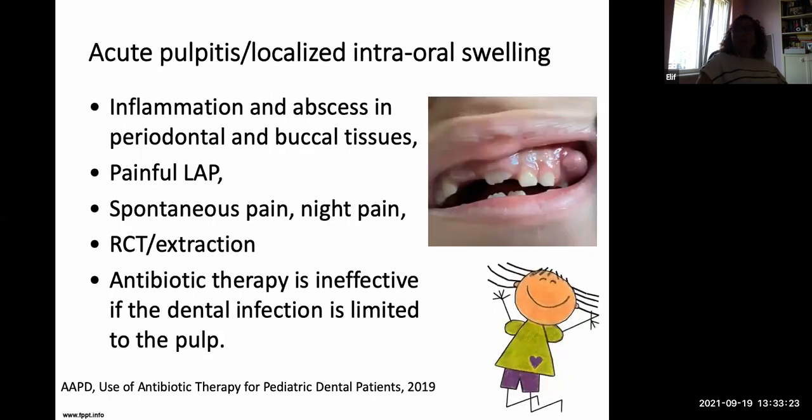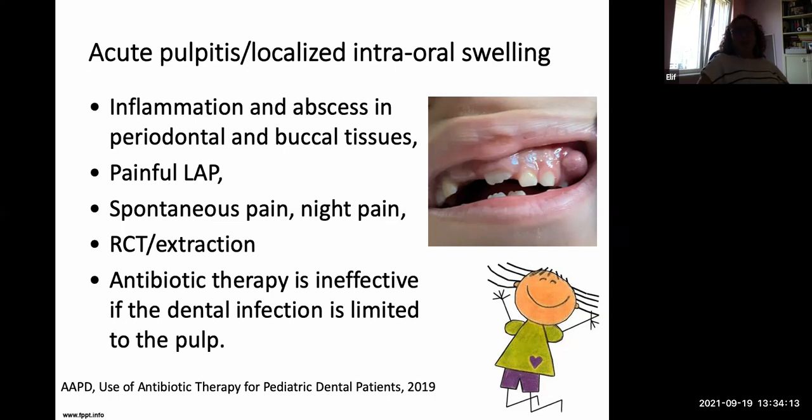Acute pulpitis is characterized by inflammation and abscess in periodontal and buccal tissues, and mostly patients present with painful lymphadenopathy, and they have spontaneous pain, night pain characteristically. And in these patients, we mostly prefer root canal treatment or extraction according to the situation. As I just mentioned in the previous slides, we have to examine the situation both clinically and radiographically, and we'll decide whether we'll make a root canal treatment or extraction afterwards.